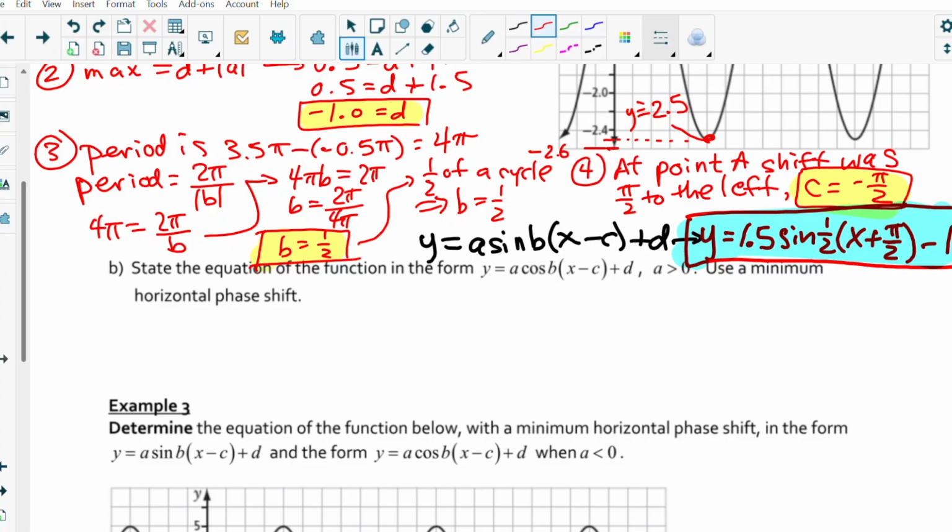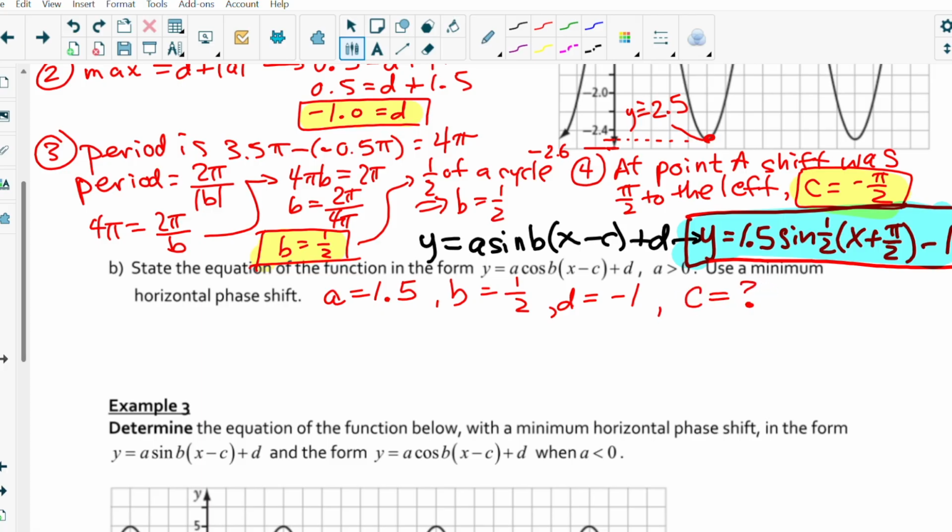Part B. State the equation of the function in the form y equals a cosine of b times x minus c plus d, where a is greater than 0. Use a minimum horizontal phase shift. So first of all, since we're talking about the equivalent cosine graph, these values are not going to change. We're not vertically stretching it anymore. We're not horizontally stretching it anymore. And we're not vertically shifting it. So all those values are the same.